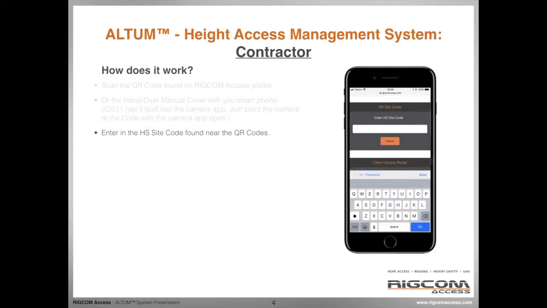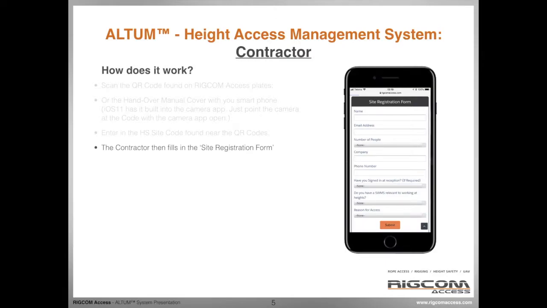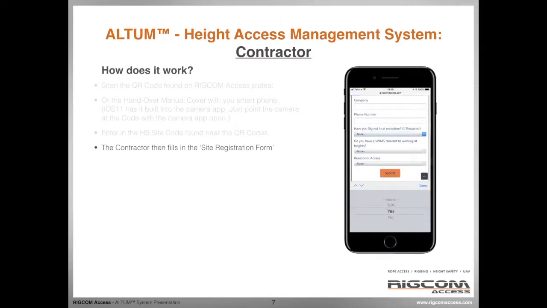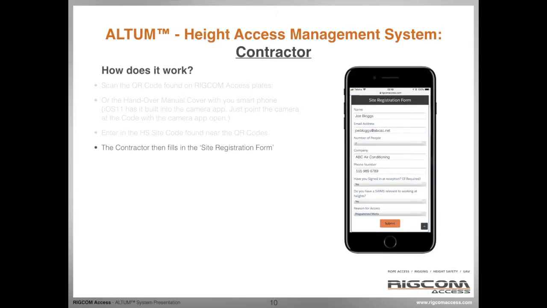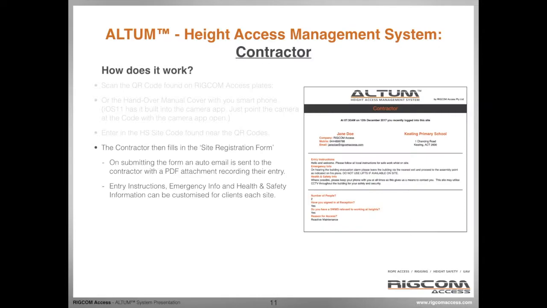Once you get to the website, you need to enter in the height safety site code info and press submit. What this does is take you through to the site registration form, where you need to fill in your name, your email, record how many people are going to be accessing the site, the company, phone number, whether you're signed in at reception or not, if you've got a safe work method statement relevant to working at heights, and the reason for access, such as whether it's program works or reactive maintenance. Once that form is filled in, you press submit.